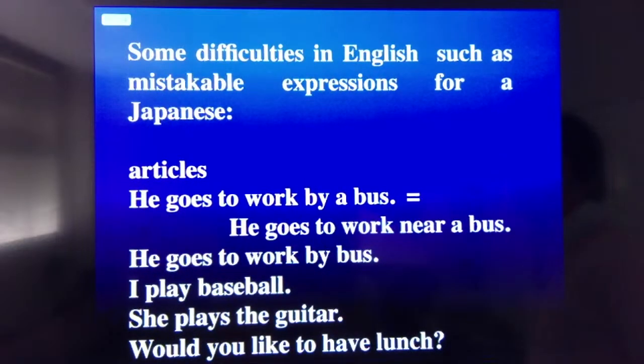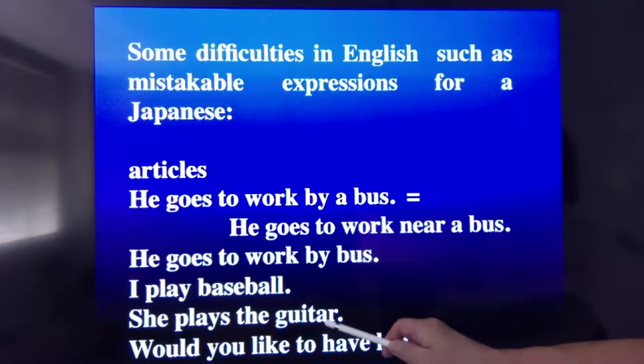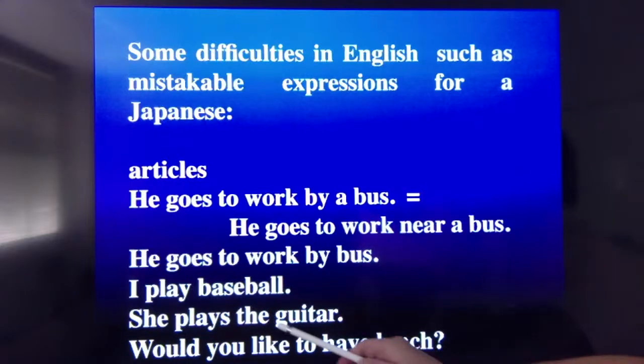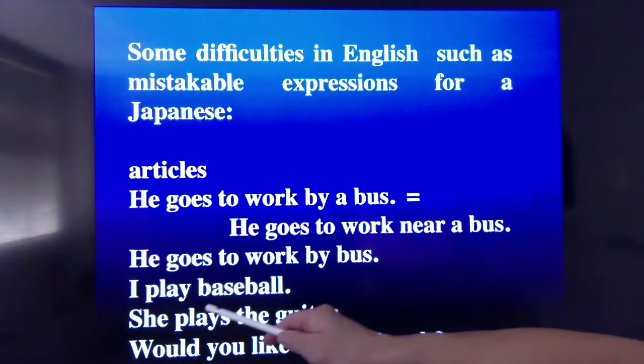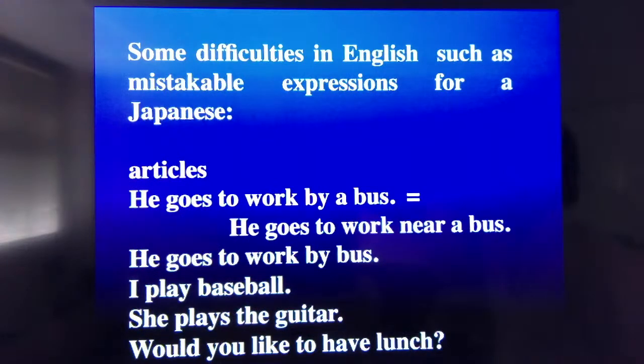I play baseball, but in the case of an instrument, you have a specific instrument. So you have to use an article here, but not "a", but "the". She plays the guitar. She plays the guitar, but I play baseball. I play basketball. No article here.